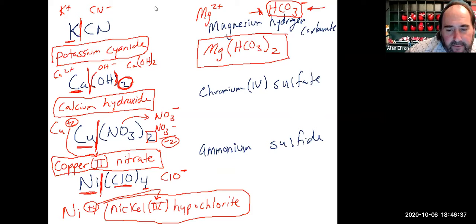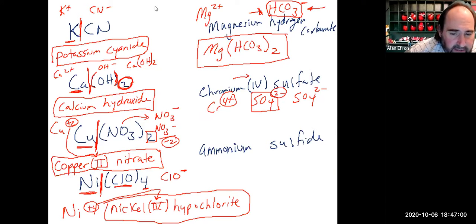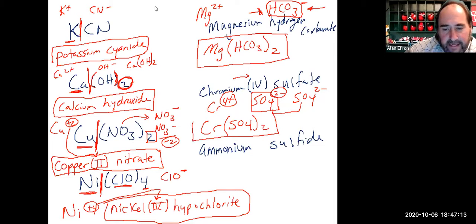Coming to our next one here, which is chromium Roman numeral four. Again, the Roman numeral here tells us what the charge is on the chromium, so we don't have to figure it out. Sulfate is SO4 two minus. So ultimately, we're putting together something with a plus four and a minus two. So we actually need two of the sulfates to balance it out. And that would give us a formula Cr, again, multiple polyatomic ions going to require parentheses, SO4, and the number on the bottom there for how many we need. That says we have two sulfates at minus two each, gives us a minus four, and one chromium at plus four. We are nice and balanced in that particular case.